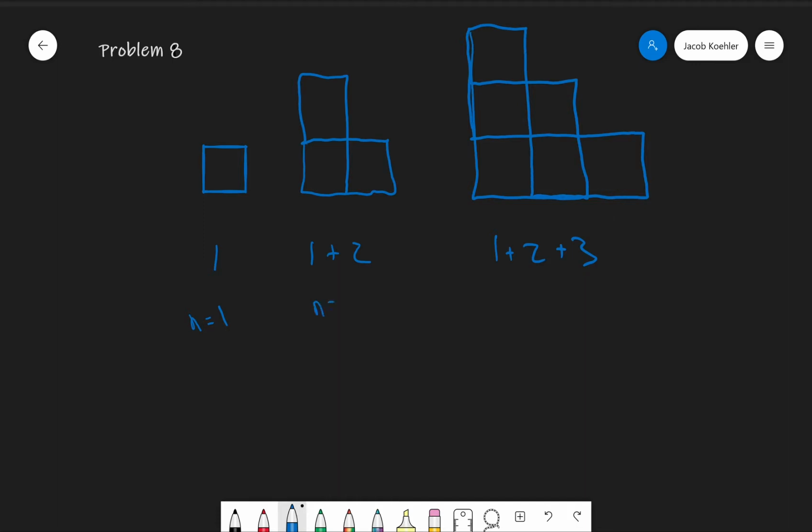1 plus 2 is when n is 2. 1 plus 2 plus 3 is when n equals 3. All right, so what about when n is 5? Well, we would just have another 4 and then 5, so another 9 here for this total, right?